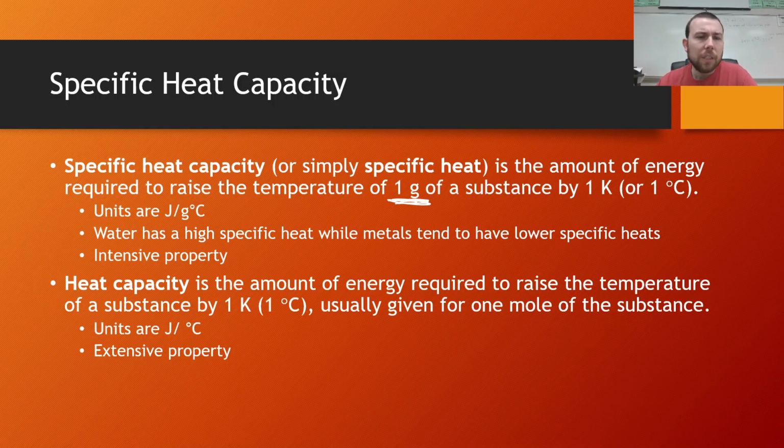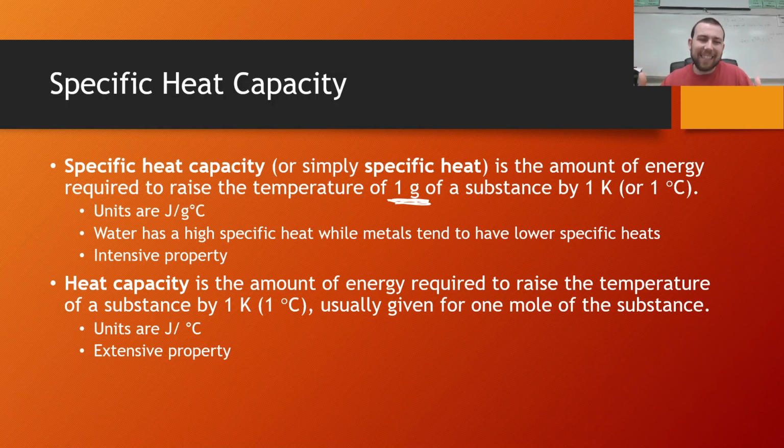Some things to note: water, for example, has a relatively high specific heat, meaning it takes more energy to raise its temperature than other substances. While our metals tend to have lower specific heats, meaning as energy is added to a metal, it tends to raise its temperature much more quickly. It requires less energy to do so. Now, specific heat capacity is an intensive property. It doesn't matter how much of each substance you have. It's just going to be a property that stays consistent.